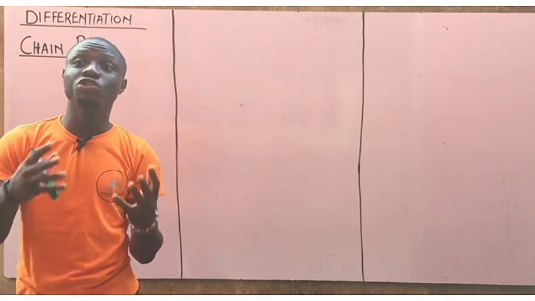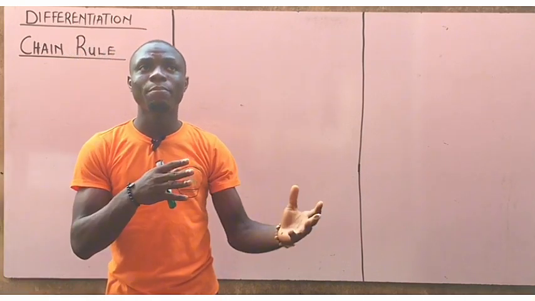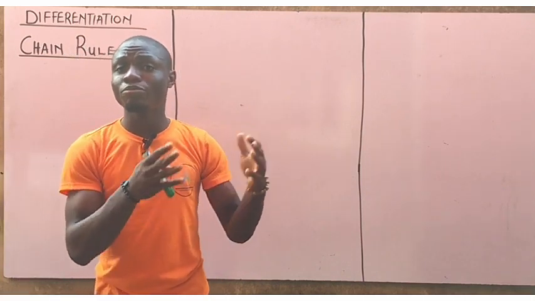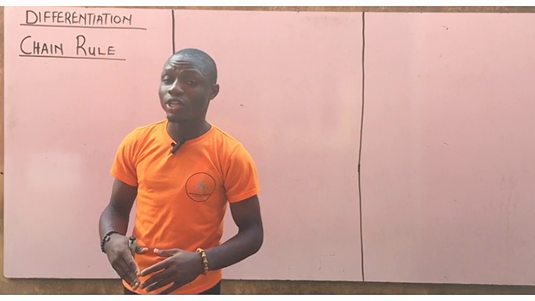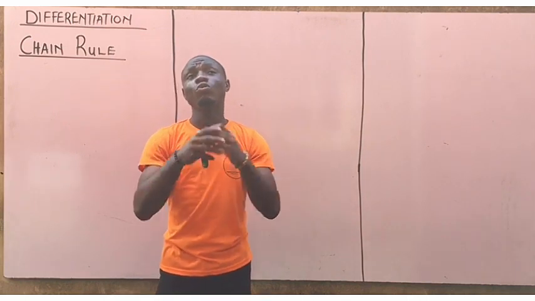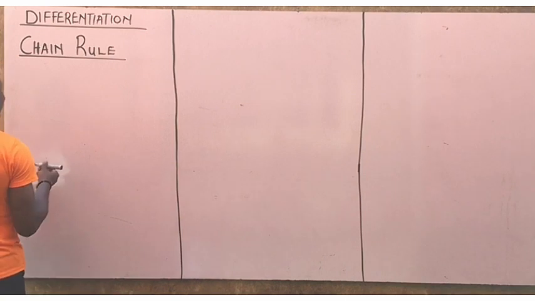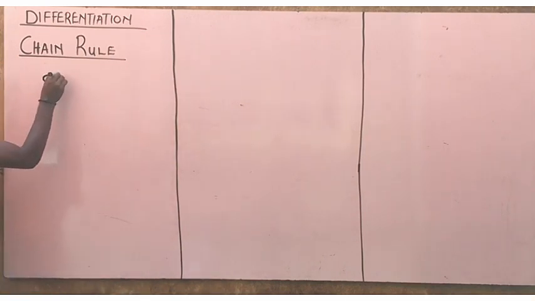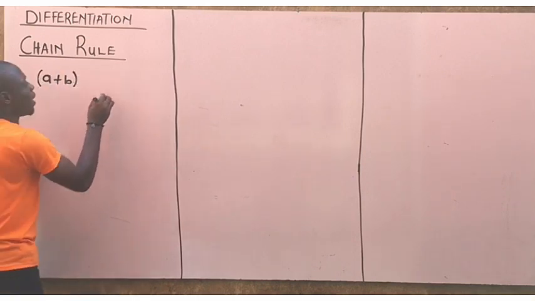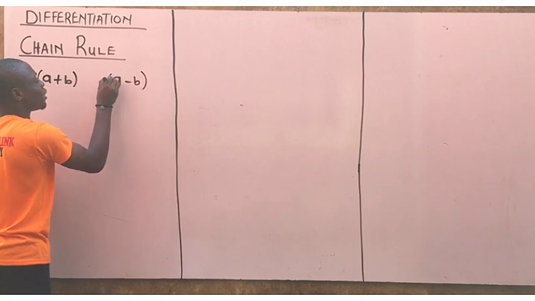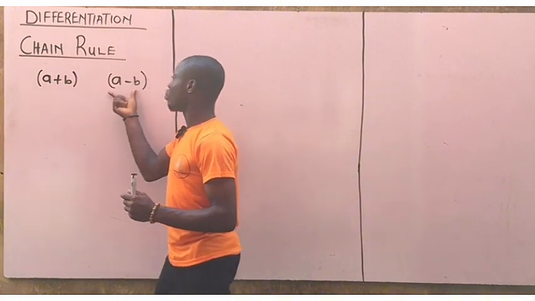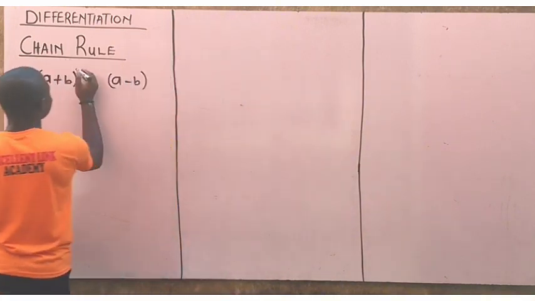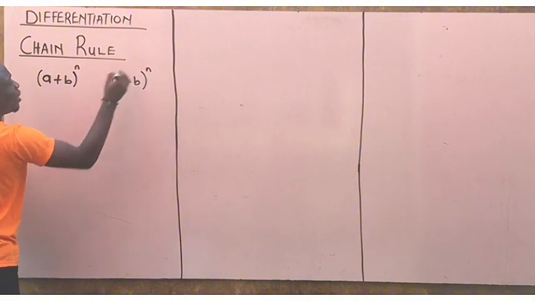or perhaps used when you have two terms either adding or subtracting being raised to a particular power or index, or perhaps you call it degree. So what do I mean? Let's say I have variables a and b. These are adding in this case, or perhaps a minus b, they are subtracting. So either they are adding or subtracting being raised to a particular power. Let's say the power is n, raised to power n.